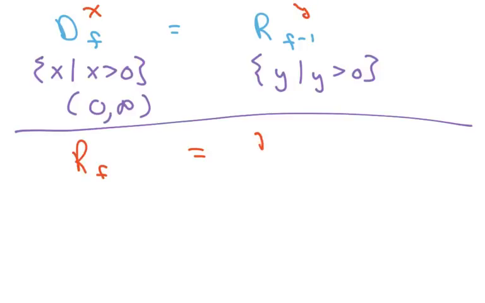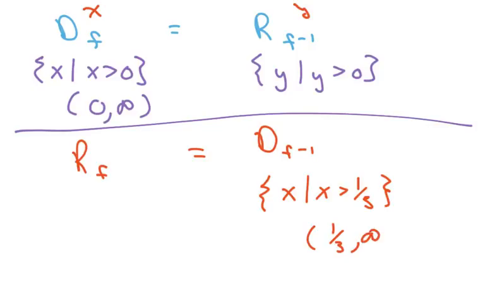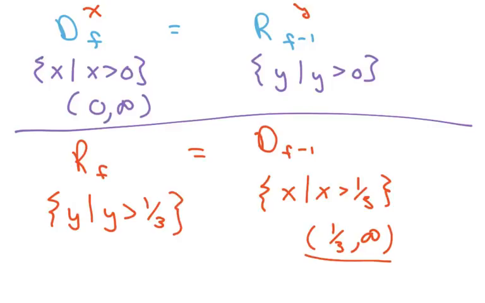So our domain of f inverse, we're going to do that first. We already looked at that, and we know that it's all real numbers, but x has to be greater than 1/3, or you could just say as 1/3, infinity. And so therefore the range is the same thing, all real numbers, but y has to be greater than 1/3, or you can write it like that. Okay, now we're going to compose these. This one will be a little harder than the last one. So let's see what we have.